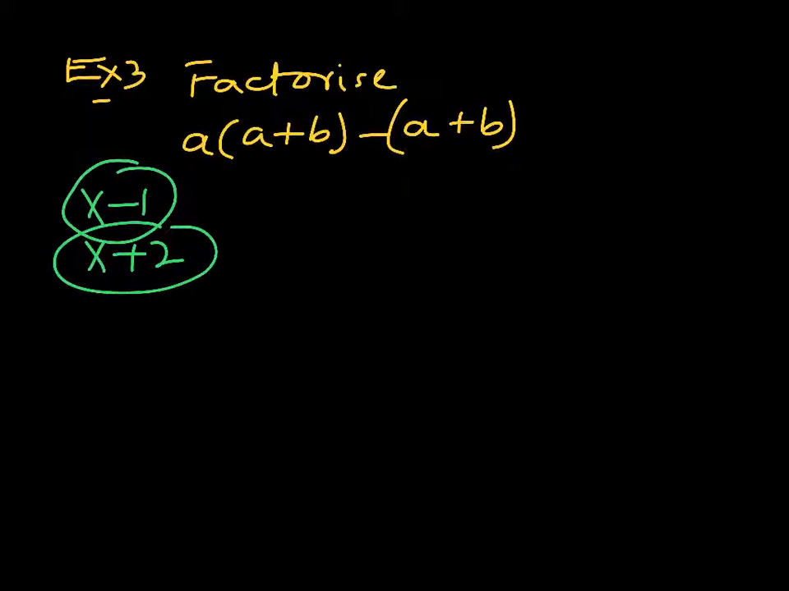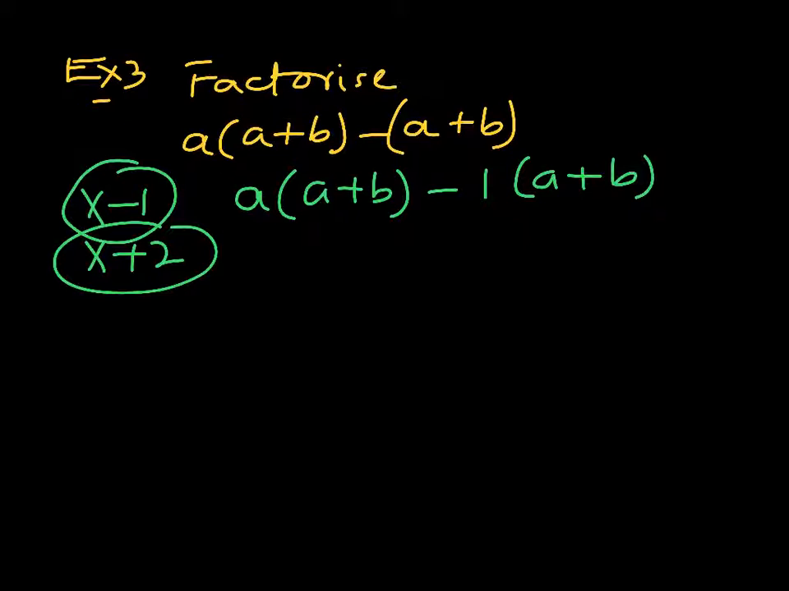Factorize a into a plus b minus a plus b. Let's write this as, we can remember this is the same as a into a plus b minus 1 into a plus b. So that's the first thing you want to recognize, that the a plus b after the negative sign has a coefficient of 1. Because if you don't do that, you're going to have some problems.